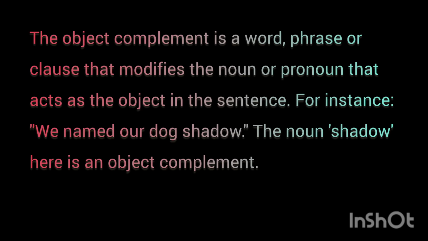The object complement is a word, phrase, or clause that modifies the noun or pronoun that acts as the object in the sentence. For instance, we named our dog Shadow. The noun Shadow here is an object complement.